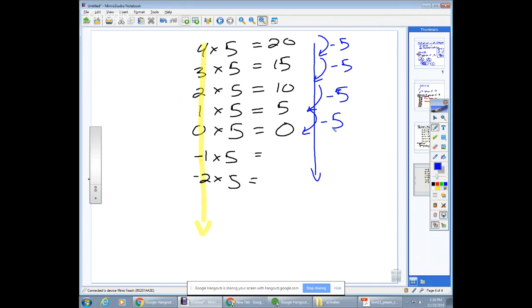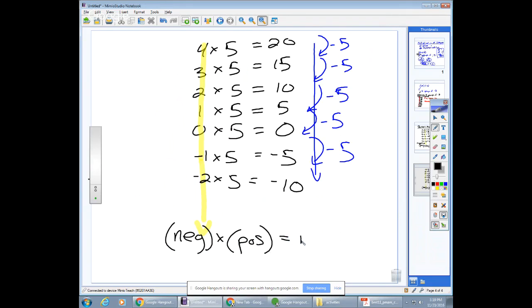And we keep dropping by 5. And so the next obvious number then would be 0, lose 5 is -5, and -10. So if we change the columns for the pattern, it doesn't seem to matter. Doesn't our conjecture still hold? We had before a positive times a negative. Here we have a negative times a positive, and the answer is still negative.